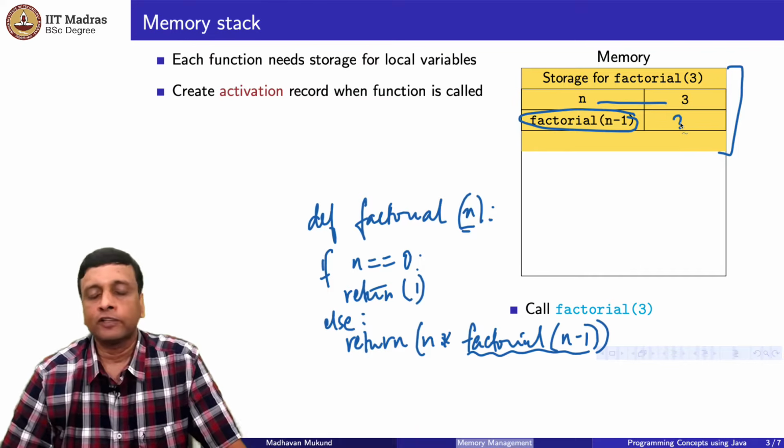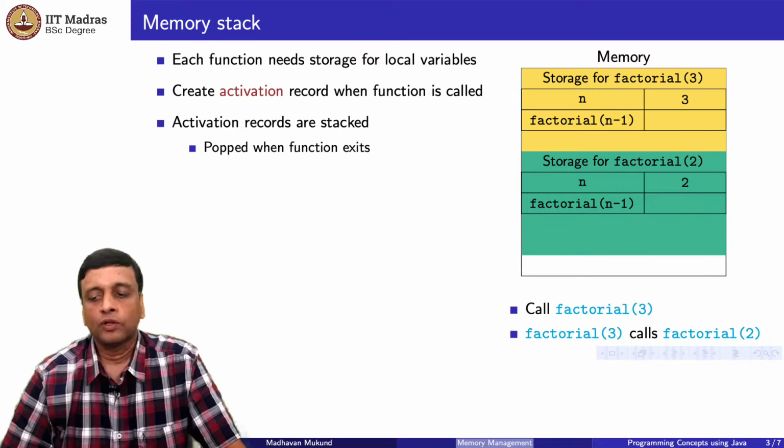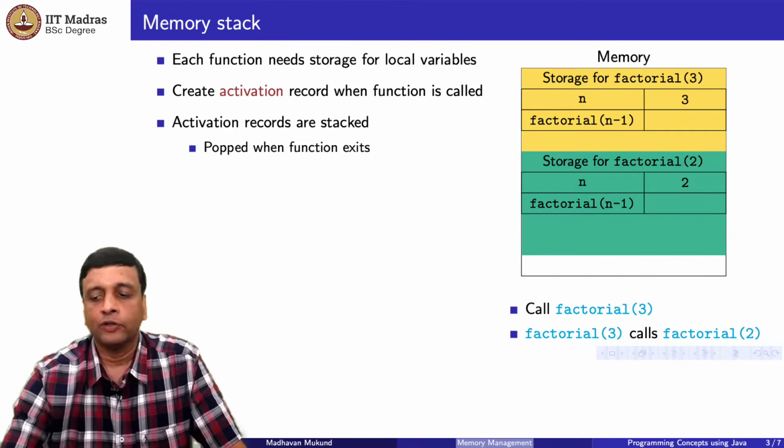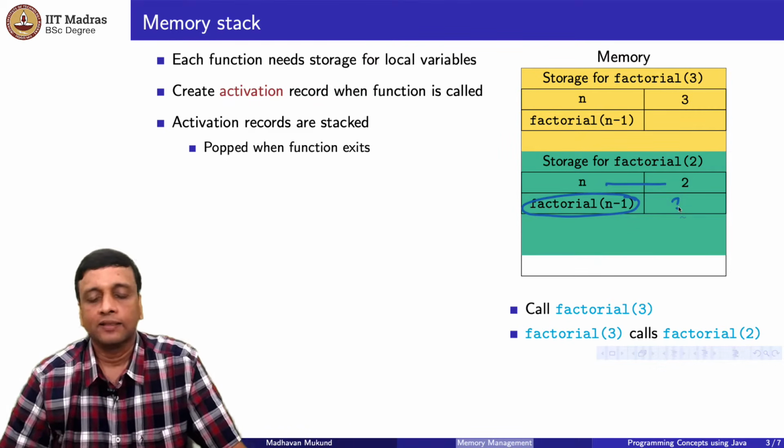So now factorial of 3 is going to call factorial of 2. So this will create a new activation record in which factorial of 2 has its value n equal to 2, and it in turn is going to call factorial of 1, for which it doesn't have a space.